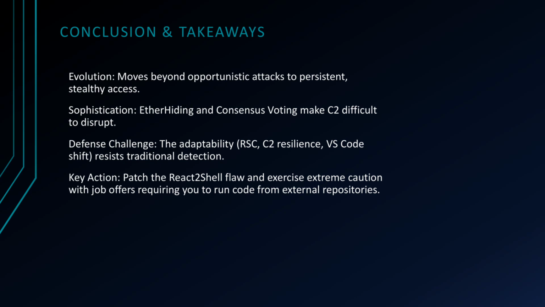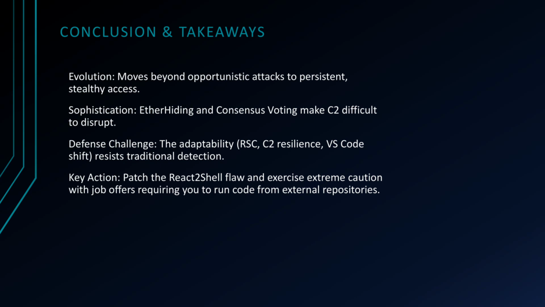First, immediate patching is essential. Prioritize fixing CVE-2025-55182 React2Shell and similar RCE flaws. Second, supply chain vetting must be strict. Implement rigorous policies for executing external code and train developers to manually review files like tasks.json.